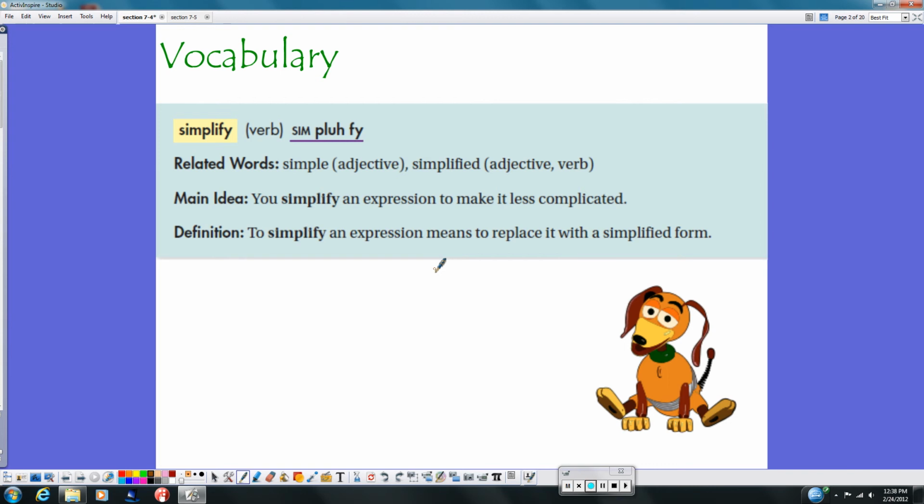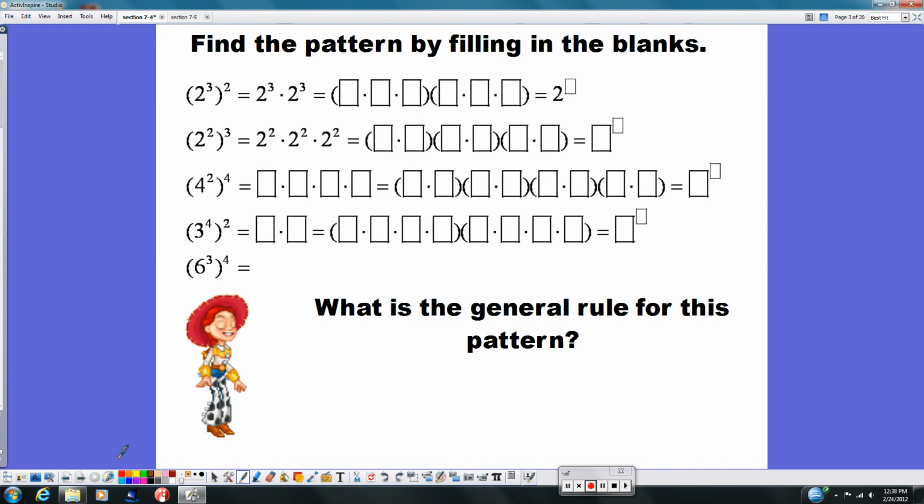Our vocabulary word today is simplify. We can simplify an expression to make it less complicated. So, let's see if we can figure out the pattern in these examples.